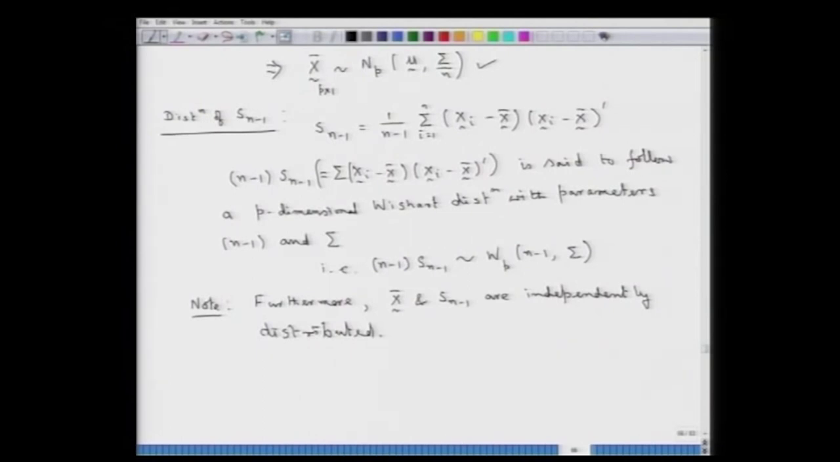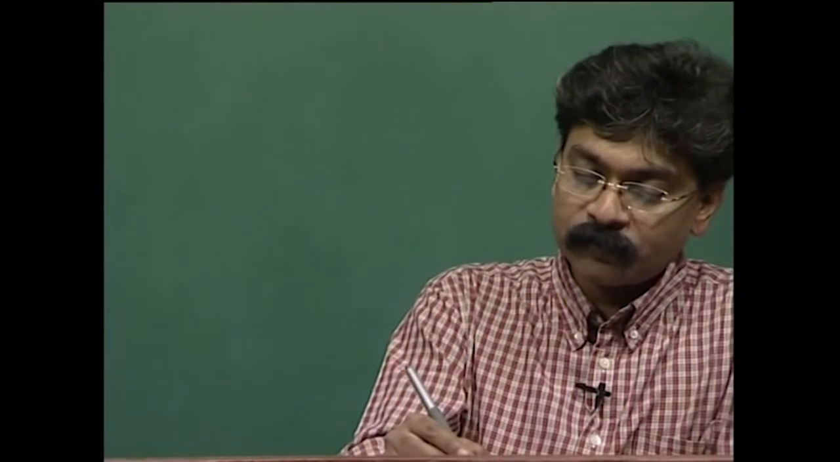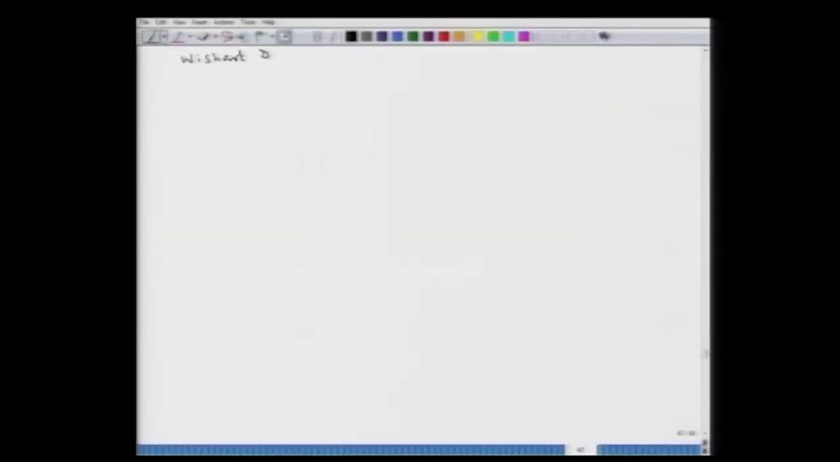So, let us first define what a Wishart distribution is and how we are going to have a Wishart distribution. Let us talk something about a Wishart distribution. Let us first give the definition.